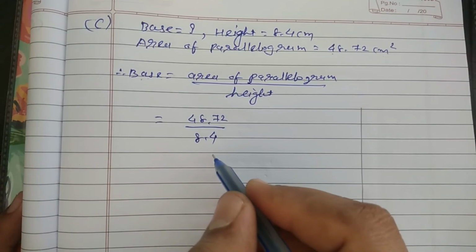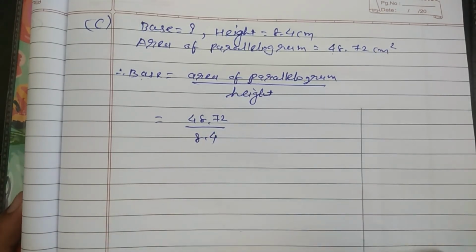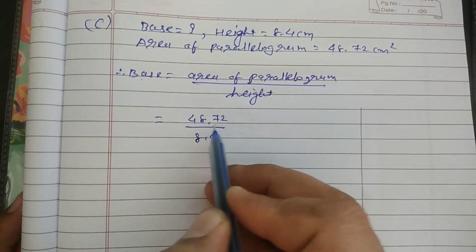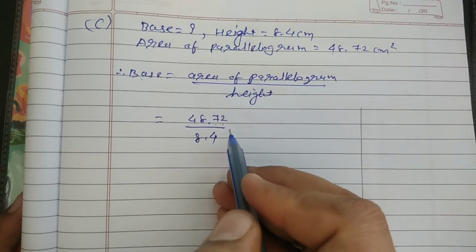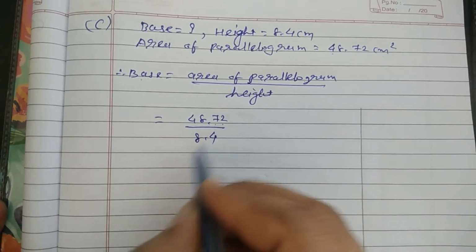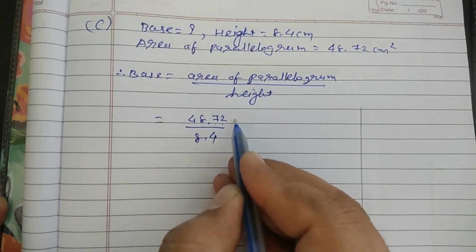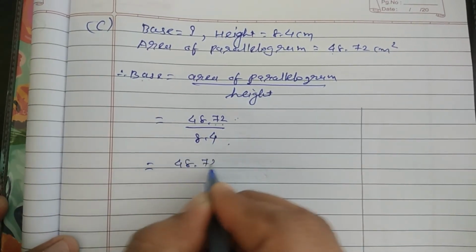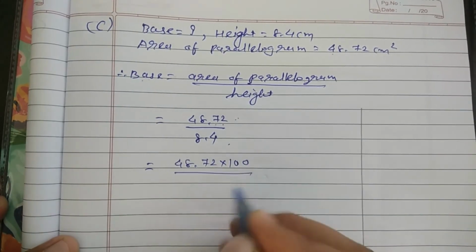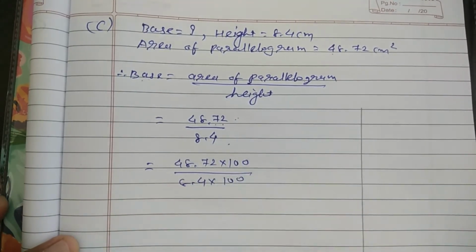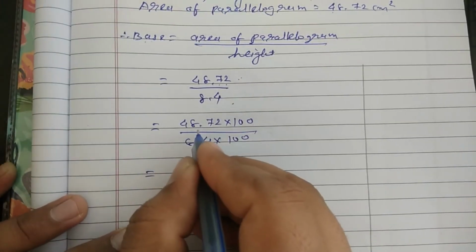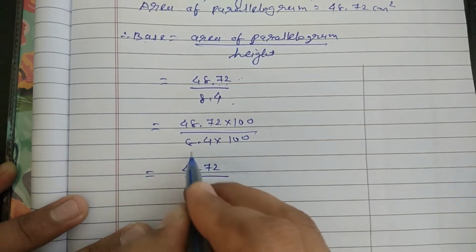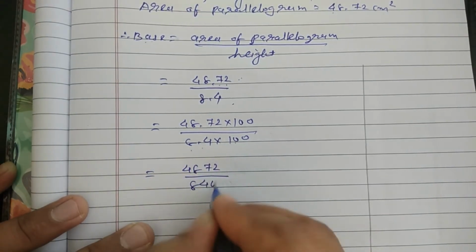Before we can do this division, we will convert these two numbers into whole numbers. Here we can see that the numerator has more decimal places, 2 decimal places. So we will multiply this number with 100. Whatever we multiply in the numerator, that same thing we have to multiply in the denominator. So that is 48.72 multiplied by 100 divided by 8.4 multiplied by 100. 48.72 multiplied by 100 is 4872, and 8.4 multiplied by 100 is 840.